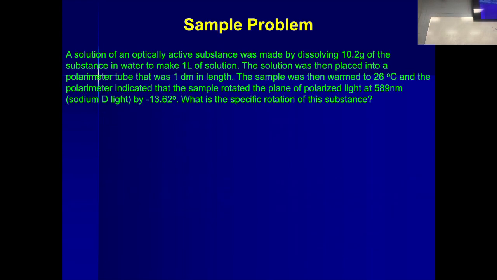But here's a sample problem. And I do use a few extra decimal places. I want you all to solve this. A solution of an optically active substance was made by dissolving 10.2 grams of the substance in water to make 1 liter of solution. The solution was then placed into a polarimeter tube that was 1 decimeter in length. The sample was then warmed to 26 degrees, and the polarimeter indicated that the sample rotated the plane of polarized light at 589 nanometers by negative 13.62.